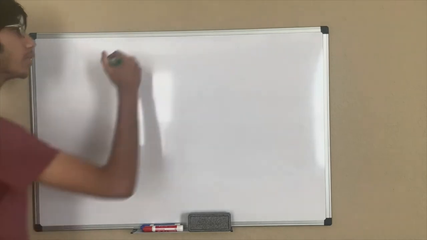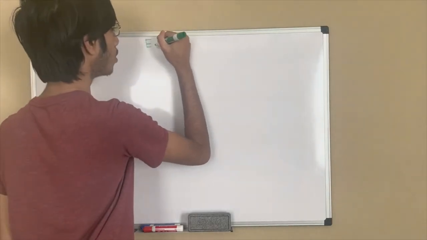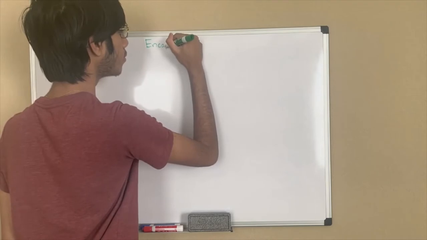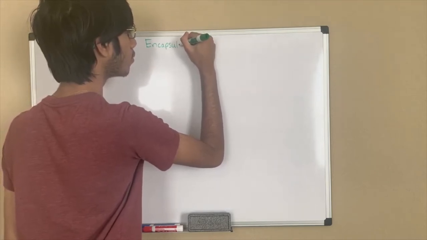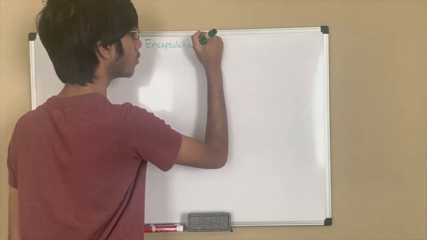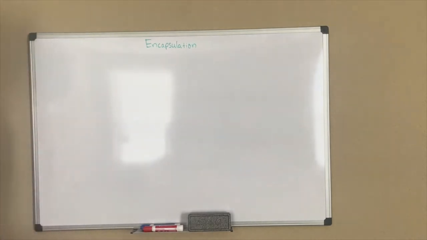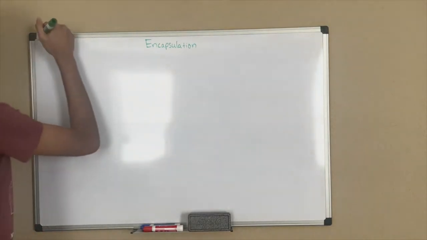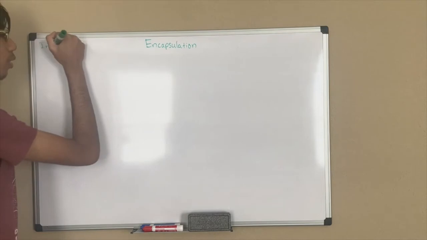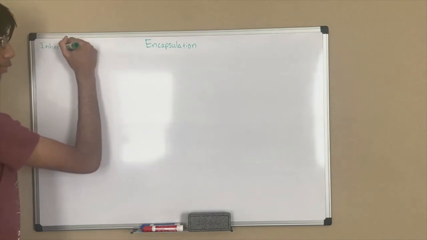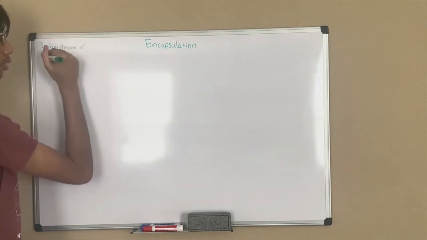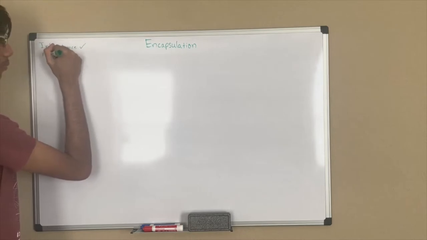In this video, we're going to cover encapsulation, the final OOP concept that we have to cover. So we've covered three of the four. We're about to cover the fourth one, but we've already covered inheritance. We've covered polymorphism.